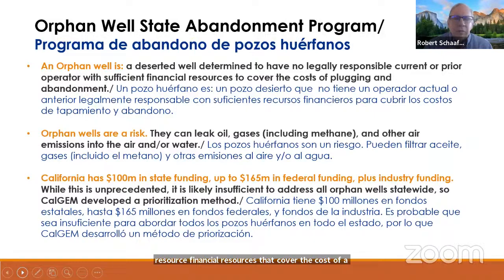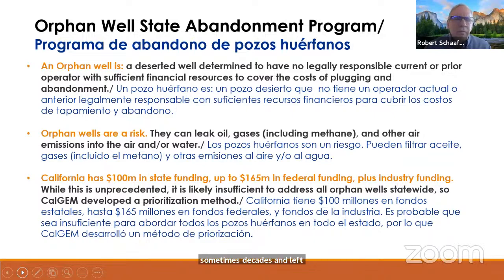We've talked about idle wells. There's lots of idle wells in the state of California. Orphan wells are a subset of idle wells because many idle wells do have operators that are financially able to handle the cost of abandoning those wells. But orphan wells don't have those financial resources to do that. In many cases, the operator's been gone for sometimes decades and left these wells there.